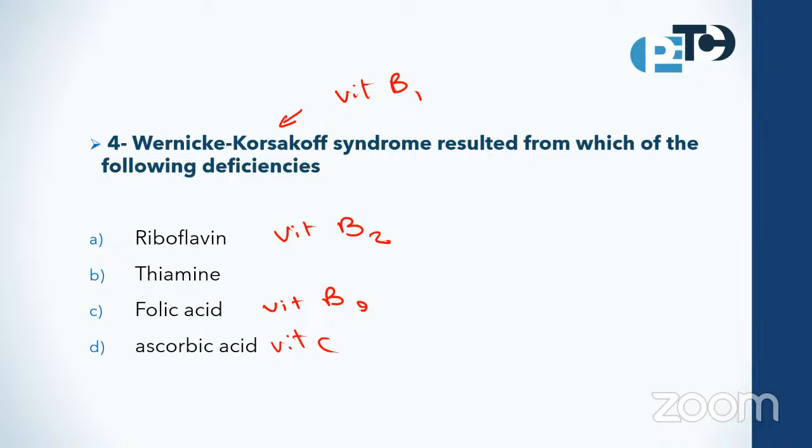Beriberi, also another syndrome, happens due to the deficiency of vitamin B1, thiamine. Okay, it is due to deficiency of vitamin B1, mostly in alcoholic patients.